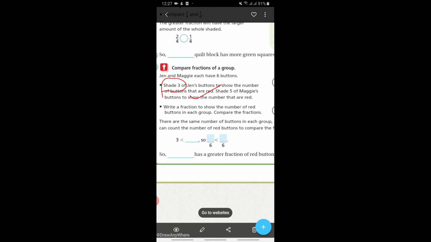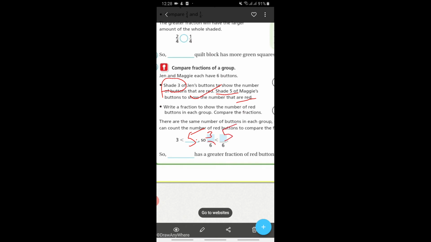Those buttons are red, and we have to shade 5 of Maggie's buttons to show the number that are red. So it means in Jane's buttons 3 are red out of 6, and of Maggie's buttons, 5 are red out of 6. Here we have 5 because 5 is greater than 3, and here we write only 3. So we can say 3 by 6 and this one is 5 by 6.